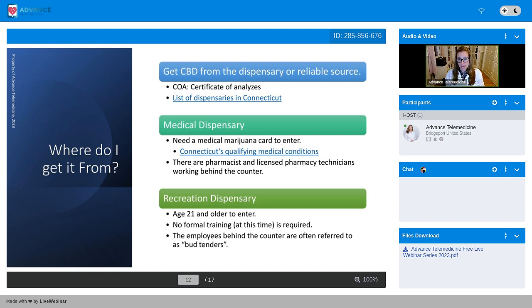You may notice that the medical dispensaries do have a wider variety of products and higher dosaging of products. They also have a pharmacist behind the counter. A medical dispensary is held to the same standards as a pharmacy. So it's access to licensed healthcare professionals. So someone who's really trying to use it medicinally may benefit from all of the resources associated with going to a medical dispensary, but that does require having a medical marijuana card.